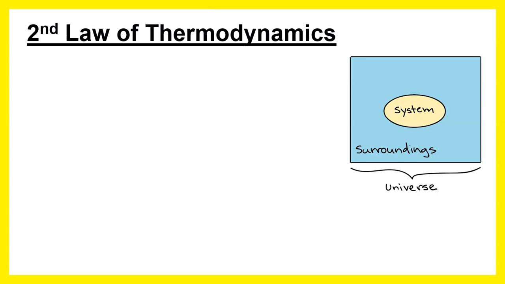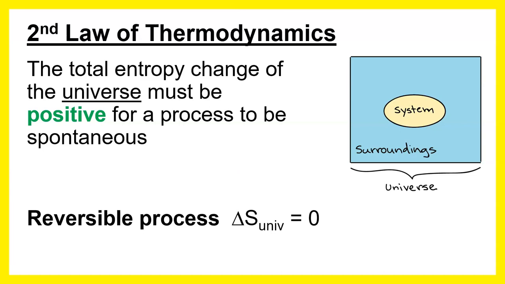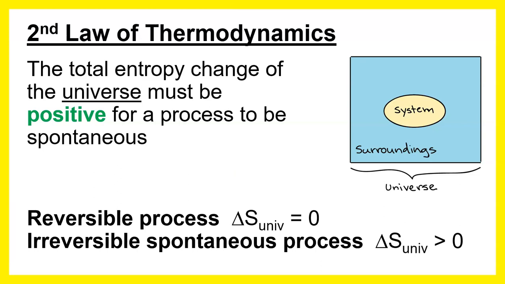The total entropy change of the entire universe must be positive in order for a reaction to be spontaneous. If it's reversible, like an equilibrium, it would be 0. No change, that's why it's allowed to happen both ways. More normally, it would be irreversible, and we'd see a positive delta S for the universe.